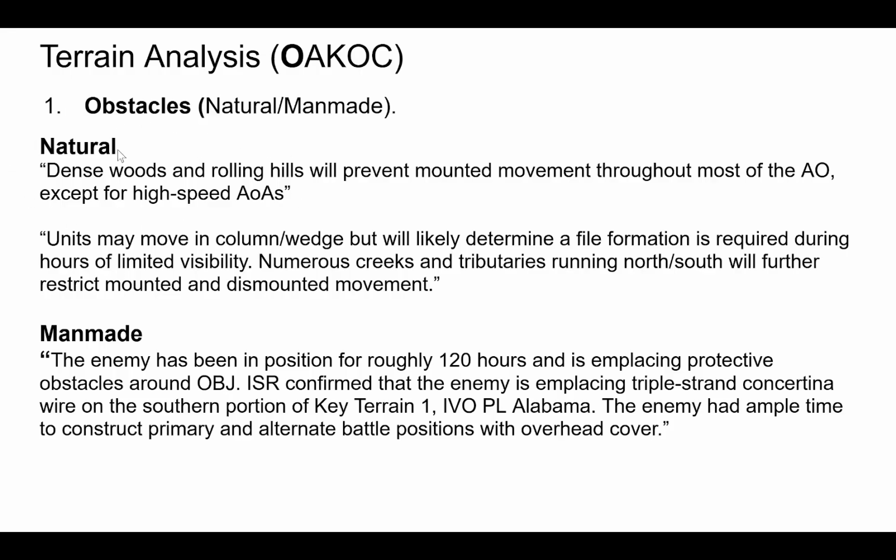After you describe the natural obstacles that we're going to face while we're moving around in the AO, we're going to talk about man-made. So if we're doing an attack on an enemy who's been preparing, in this case for 120 hours, this is when we describe the obstacles that they have placed that aren't natural. For example, triple strand concertina wire, or sandbags, or bunkers. This is when you're going to mention AP mines as well, because apparently that's the new hot thing now. Anti-personnel mines would definitely be mentioned here. And then it says here, ample time to construct primary battle positions. So anything that the enemy's done to stop us from moving around or on their objective that we're going to, it should be mentioned.